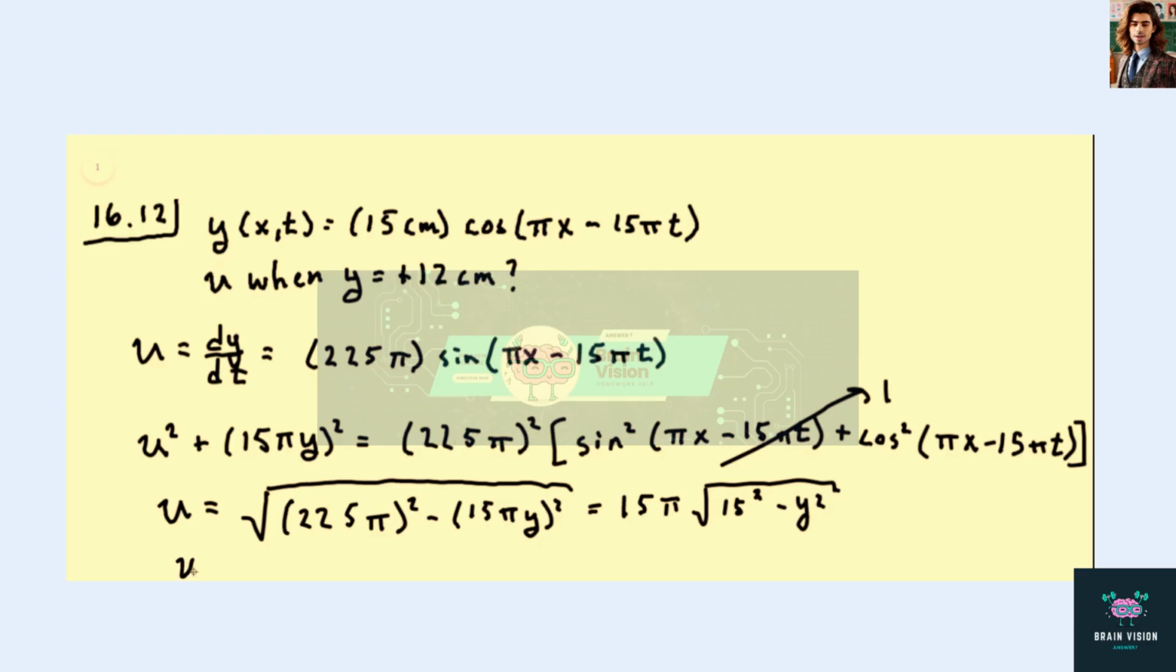Then u is going to be plus or minus 135 pi. We don't care about the sign because we just want the speed. And so this is 4.24 meters per second.